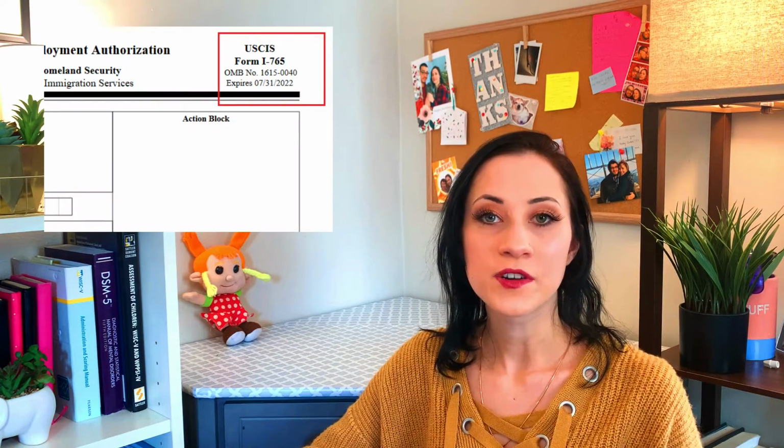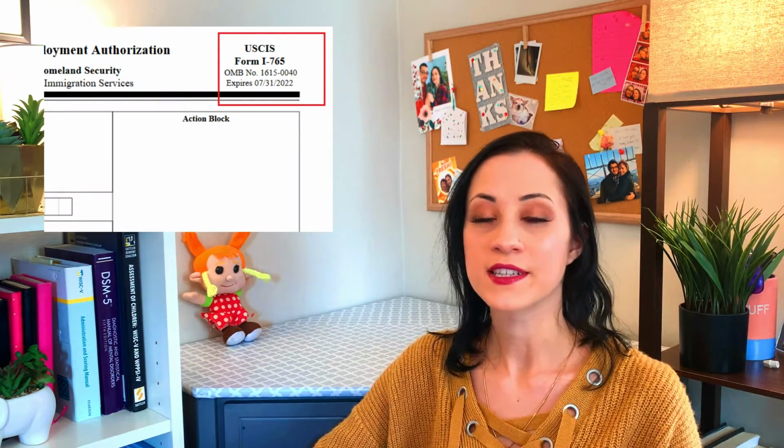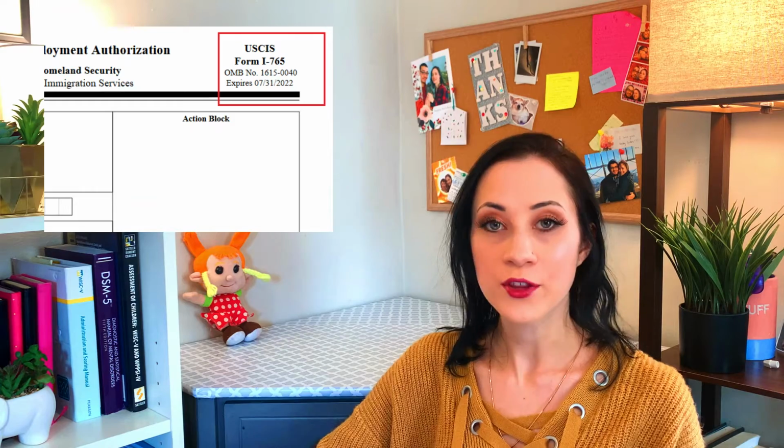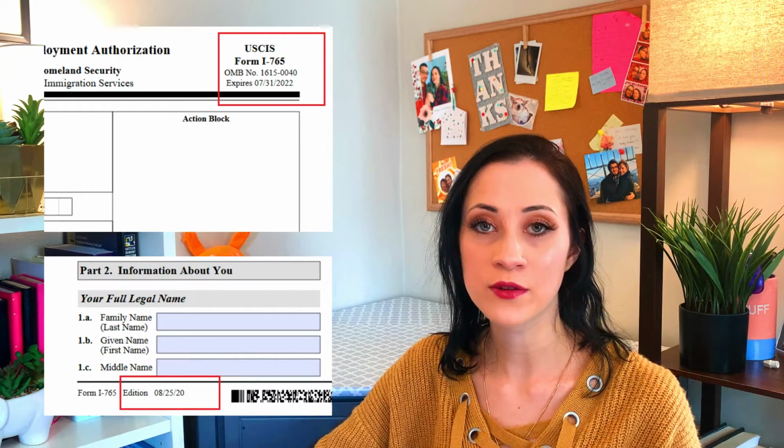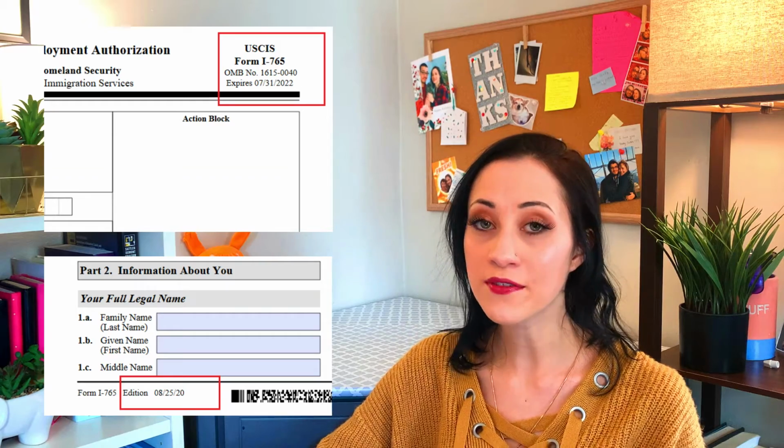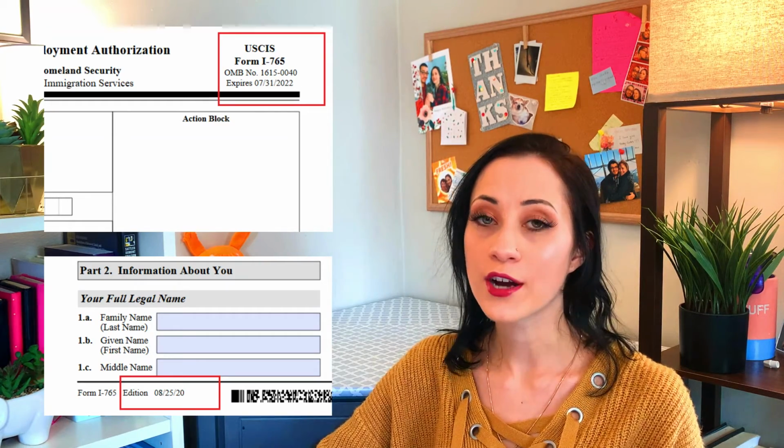The current expiration date for Form I-765 is July 31st, 2022. The current edition date of the form, which you can find at the bottom left corner of the form, is August 25th, 2020. Basically, Form I-765 is pretty short and pretty straightforward. It doesn't ask a lot of questions. However, I do want to point you guys to two sections that might be a little bit confusing.